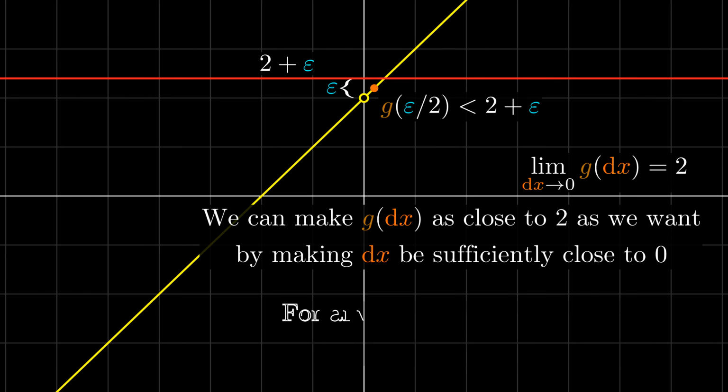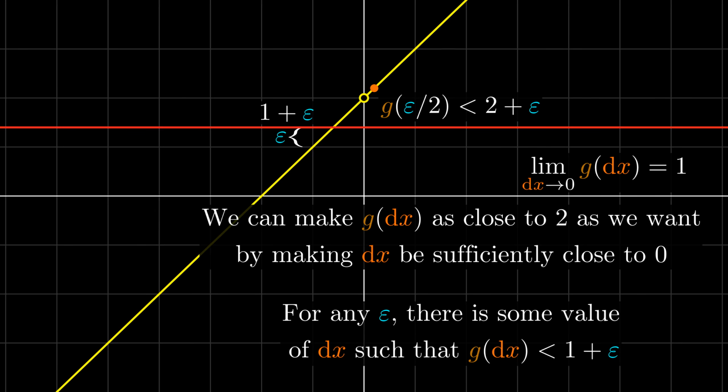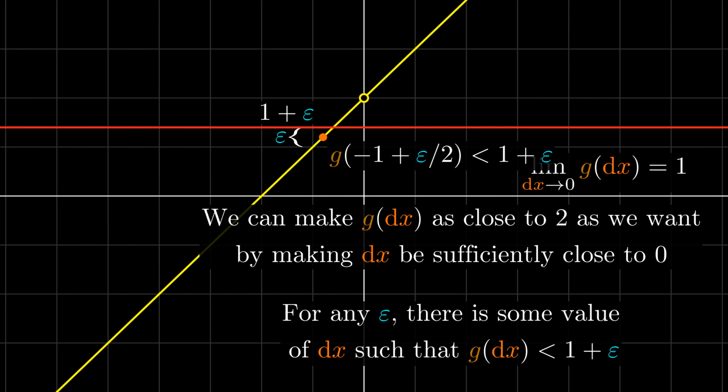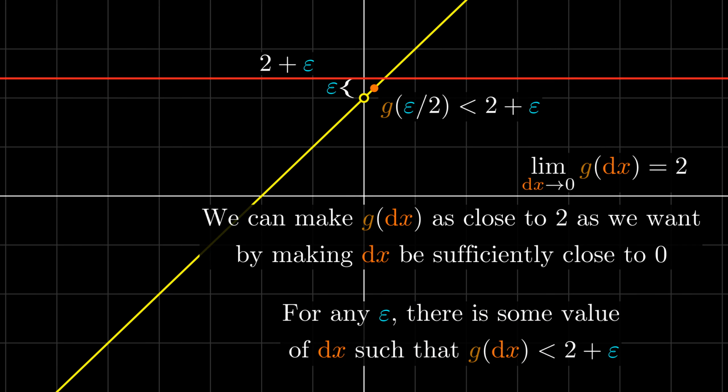Thus, for any epsilon, we can find a value of dx such that g of dx is less than 2 plus epsilon. But wait, this doesn't work at all. We've lost all reference to saying that dx approaches 0. In fact, with this definition, we could say that the limit is 1, because we could then just pick values of dx close to -1 rather than 0. Really, what this shows is that this statement here is not a good formal way to describe the statement above it.